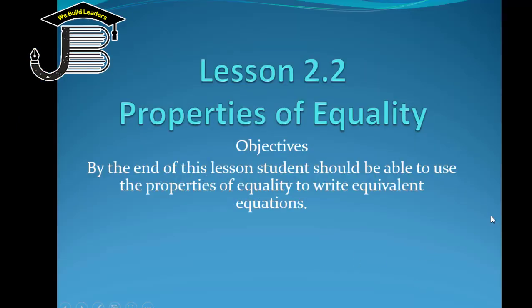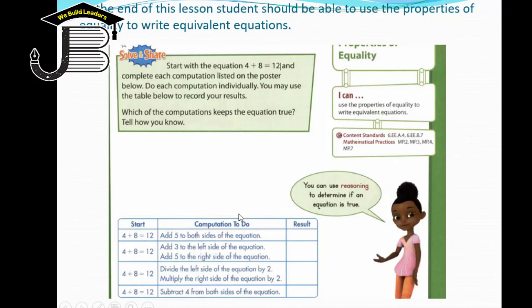Now, let's start with this example. This equation: 4 plus 8 equals 12. Now, if we add 5 to both sides of the equation, what will the result be? 4 plus 8 plus 5 equals 17, and 12 plus 5 equals 17. Here we add the same number to both sides of the equation, and the equation is still correct.